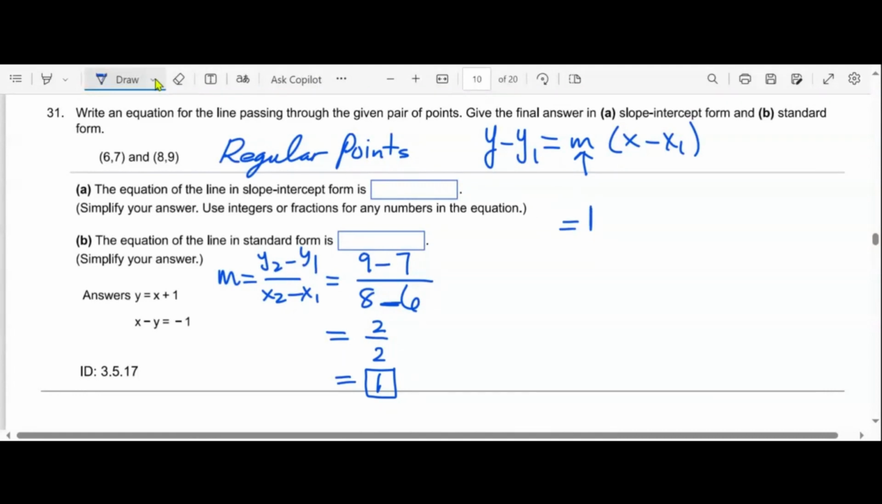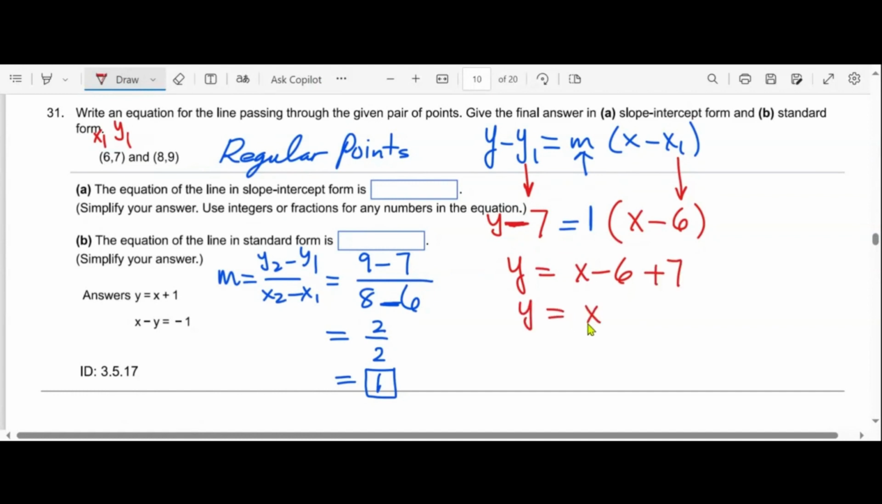Now, what about the y minus y1? How much is y1? 7. How much is x1? 6. Okay or not okay? So it's going to be y equals x minus 6 plus 7. So y equals x plus 1, with the plus y1.